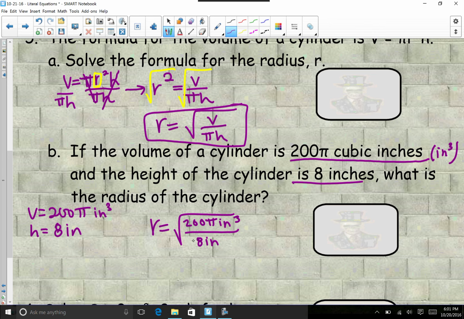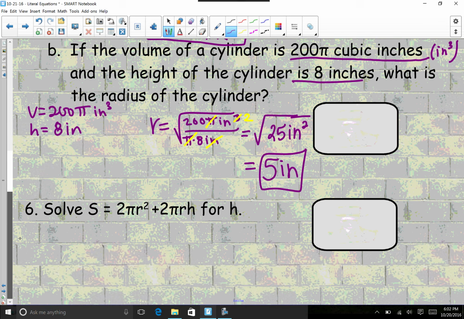Oh, I forgot, we had a pi, didn't we? So we have to put that in there: pi times 8 inches. Now if you notice, pi divided by pi is 1. I have inches cubed over inch, so this is going to go away, and this 3 would become a 2. Then I have 200 divided by 8, and that divides evenly. So it gives me the square root of 25 inches squared. The square root of 25 is 5, and the square root of inches squared is inch. So we've got 5 inches, and that's your final answer.